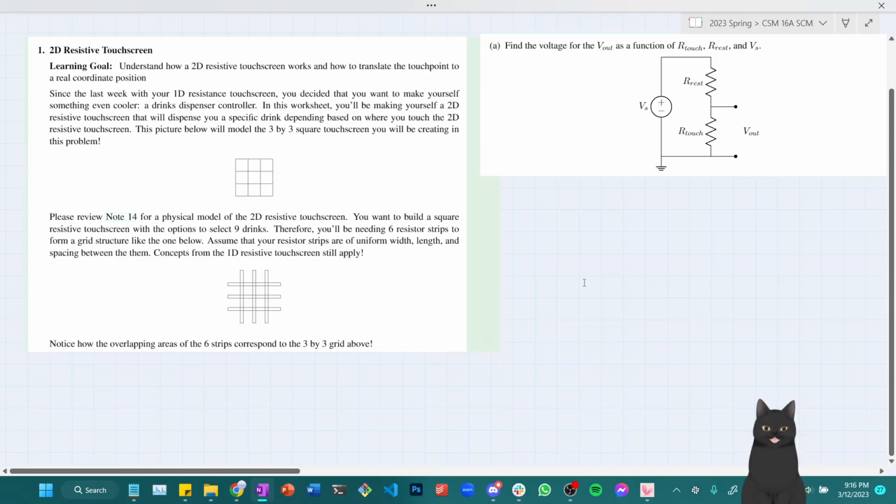Hello, this is CSM16A, and we're going to walk through one of the questions on Work6's worksheet.